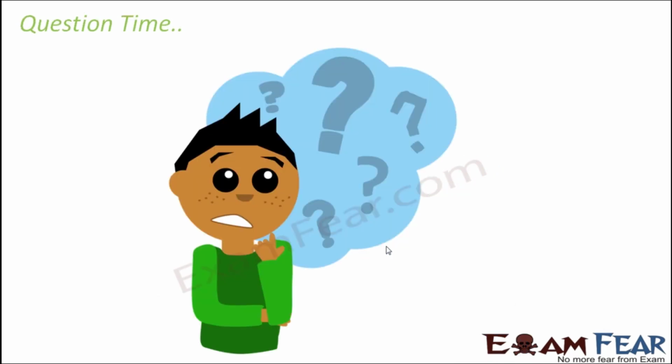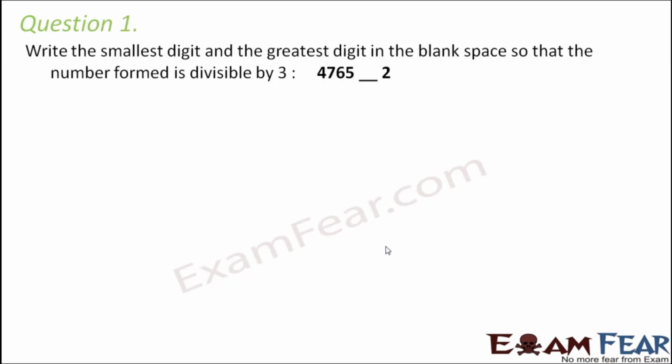So let us now quickly look at some of the questions based on the divisibility tests. Write the smallest digit and the greatest digit in the blank space so that the number formed is divisible by 3. Now, what have we learned from the divisibility test of 3? A number is divisible by 3 when the sum of the digits is a multiple of 3, or when the sum of the digits is divisible by 3.